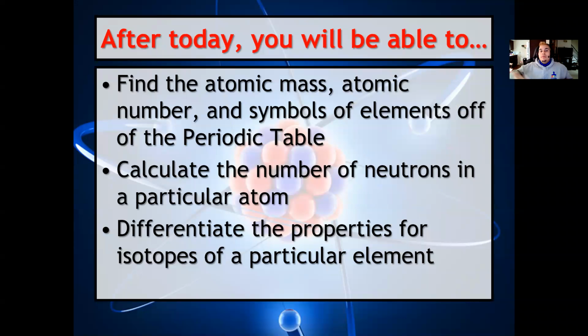After today, you're going to be able to use your periodic table to identify and find atomic mass, atomic number, and symbols of the elements, and then you're going to be able to calculate the number of neutrons in a particular atom. Then you're going to understand and differentiate the properties of isotopes of a particular element.